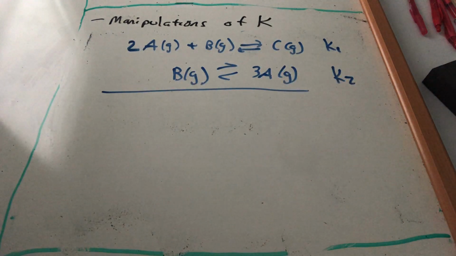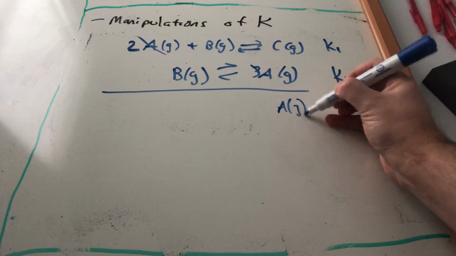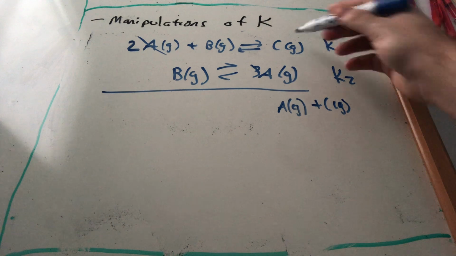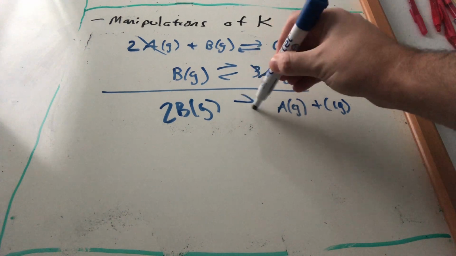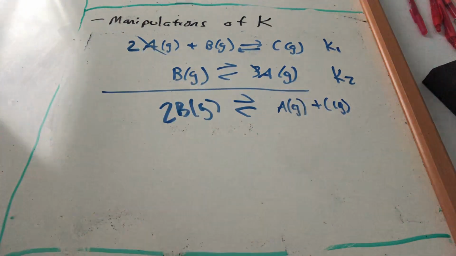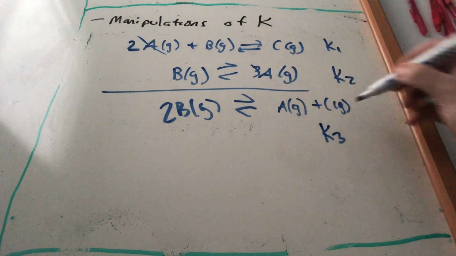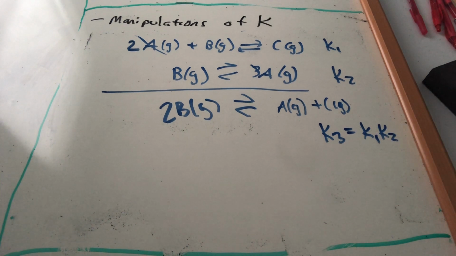If I add these together and use my rule, notice there's 2A here, there's 3A here. These are going to cancel each other out, and what we'll be left with is a single A on this side. This C gas is going to be brought down as a product. These B's will add together. We'll get 2B gas. So if I add these together, I get 2B gas gives me A gas plus C gas, all right? The K for this new reaction that we get as we add these together, we're going to call K3, and this looks like K1 times K2, okay? So that's the application of the rule.